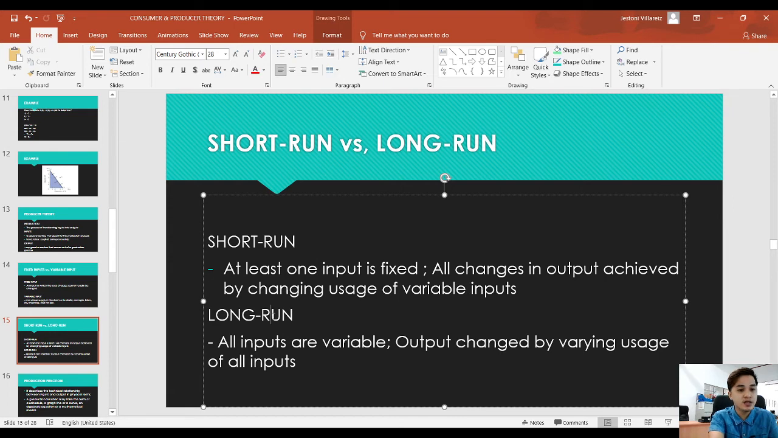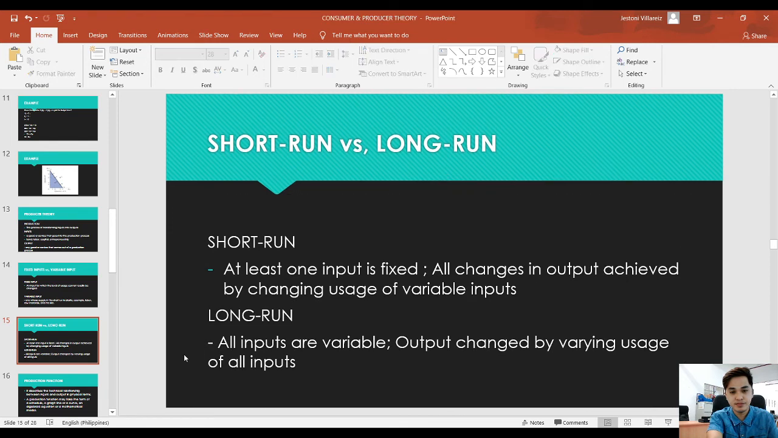Alright, another time period that we have to consider is the long run. Again, long run can be 1 year, 2 years, 3 years, depende sa industry or sa production process. But in economics, we can consider a time period as the long run if all inputs are variable. Okay?